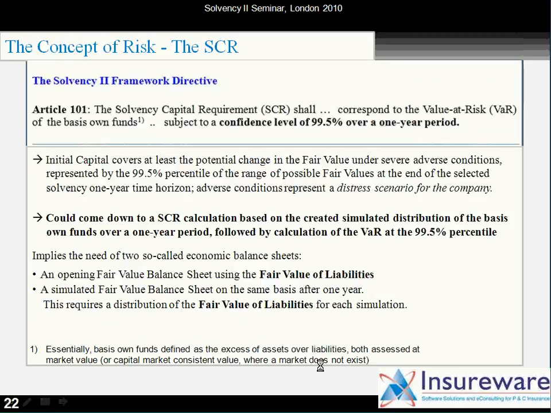Okay. There's more on our website. Let's look at some of the other directives. The Solvency Capital Requirements shall correspond to the value at risk of the basic own funds subject to a confidence level of 99% over a 1-year period. Incidentally, another term for technical provisions is fair value of liabilities. So the technical provision is the market value margin plus the best estimate of liability.